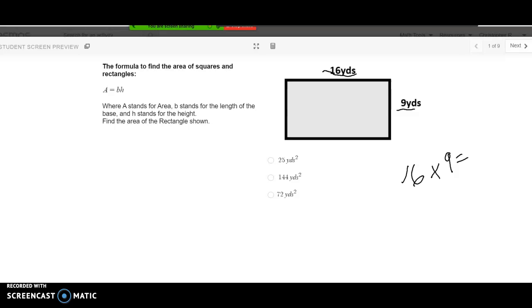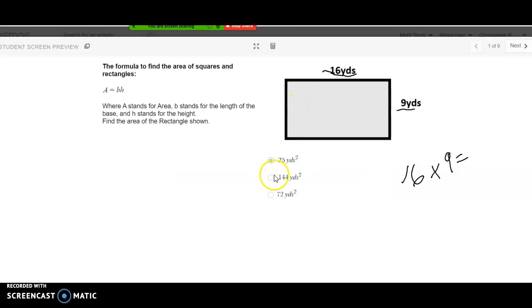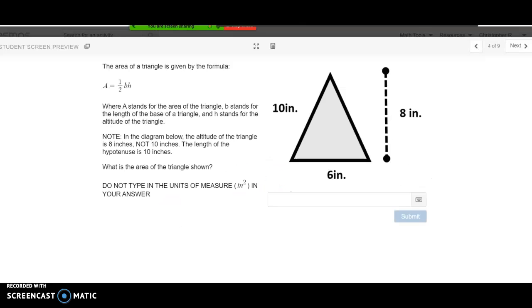So now I'm going to go to my Desmos calculator. I'm just going to switch tabs. So I go to this tab, type in my 16 times 9. I get my 144. Flip back to here, pick my 144. That's the area of a rectangle.